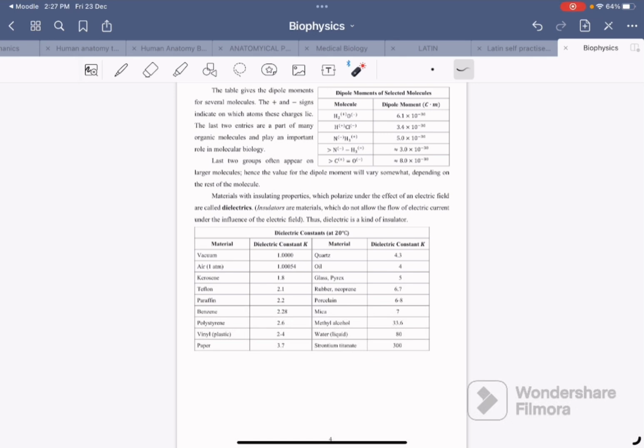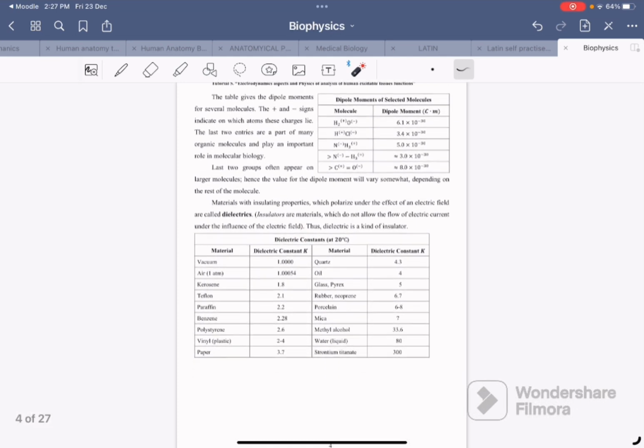It is important to discuss this. Metals with insulating property which polarize under the effect of an electric field are dielectrics. Insulators are materials which do not allow the flow of electric current under the influence of an electric field. Thus, a dielectric is a kind of insulator.